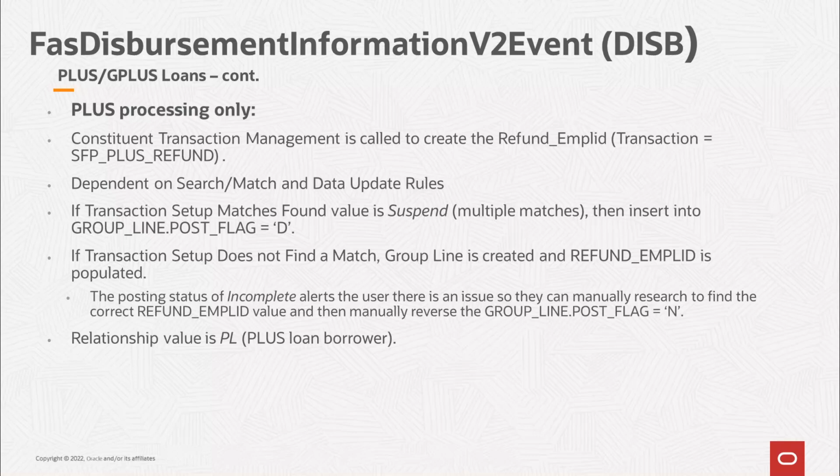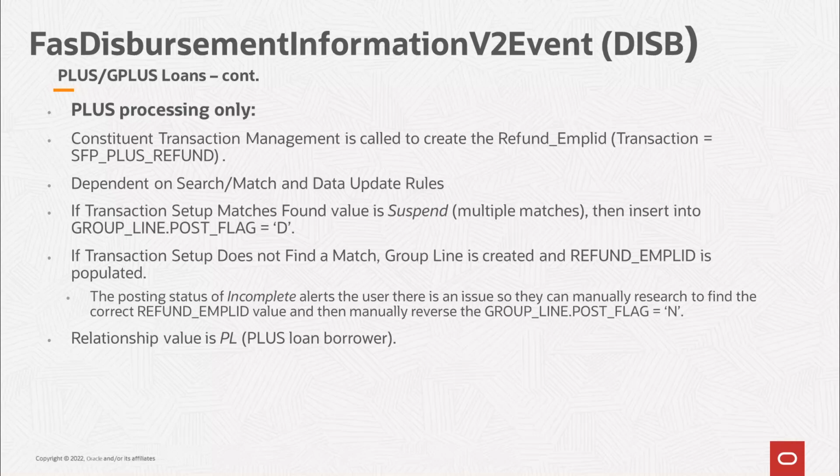If there were multiple matches returned for that PLUS borrower, then a row is inserted into group line for the PLUS disbursement, and the refund EMPL ID field will be set to blank. The post flag is set to do not post. This allows you to research for the correct refund EMPL ID value, and then you follow up by inserting that into group line. If a match is not found, an EMPL ID will be created for the borrower and the disbursement is added to group line, and the refund EMPL ID field will be populated with this value.